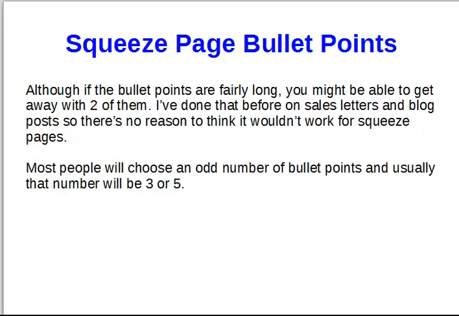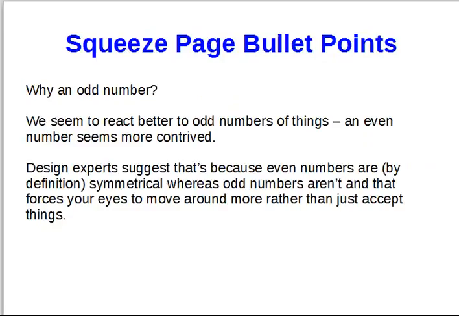But most people will choose an odd number of bullet points, and usually that number will be 3 or 5. Why an odd number? We seem to react better to odd numbers of things. An even number seems more contrived, and design experts, yes, they research this as well as everything else, suggest that because even numbers are by definition symmetrical, whereas odd numbers aren't, that forces your eyes to move around rather than just accept things. So it could be a movement thing as well.